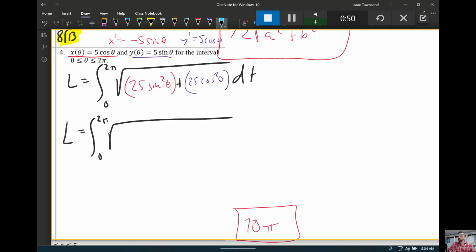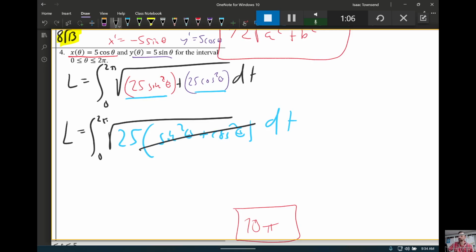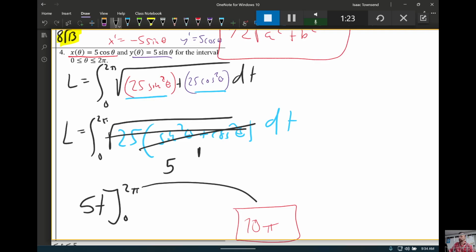Okay, so what do these two both have in common? Okay, so we could factor out a 25. And that's going to leave behind a sine squared theta plus a cosine squared theta, which is, of course, the same thing as 1. So all of that really just becomes the square root of 25. So all of this is really just a 5. And to integrate 5 dt, it's going to be 5t. Plug in 2 pi the first time to get 10 pi. Plug in 0 the second time, get 0, subtract those, you end up with 10 pi.